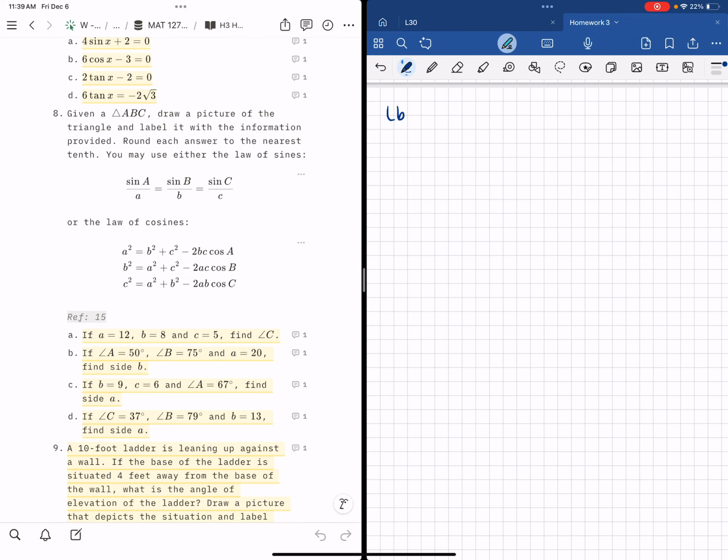Part B, let's do the triangle first. And I'm going to label the same way, ABC. And then use pink to label the given information. Angle A is 50 degrees. Angle B, 75 degrees. And then A is 20. And it's looking for side B.